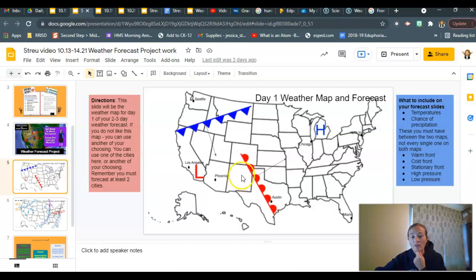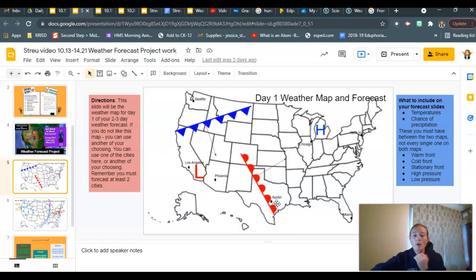Okay? Like if you have a warm front or a cold front that is gonna hit your city, then that first day, your chance of precipitation is high. Okay? After the front has already passed, then your chance of precipitation, rain, snow, whatever, is lower because the front has already gone through. All right?